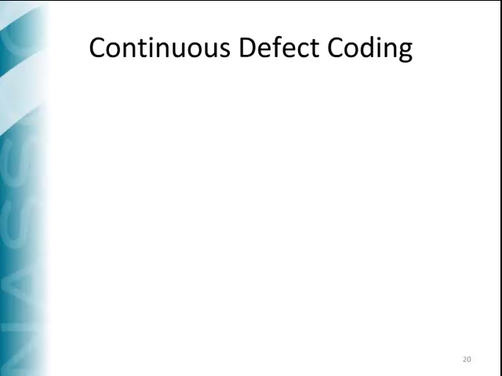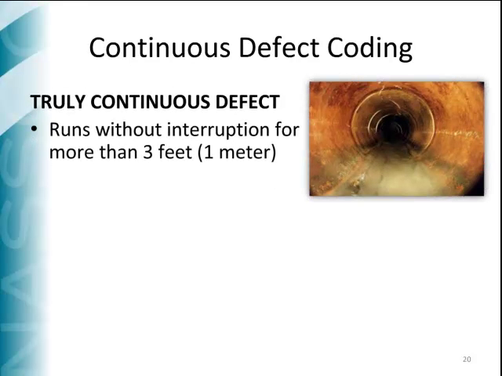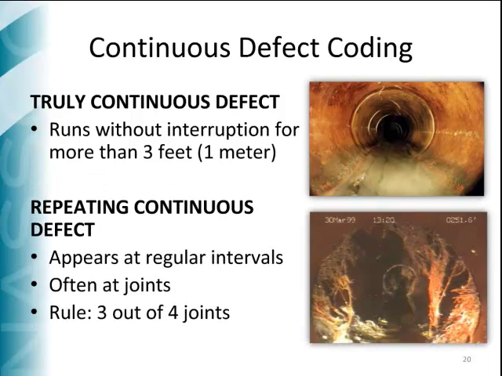We're going to review the differences between truly and repeating continuous defects. Truly continuous defects are those running without interruption for more than 3 feet or 1 meter. A repeating continuous defect is that defect that occurs at several joints along the pipeline segment.